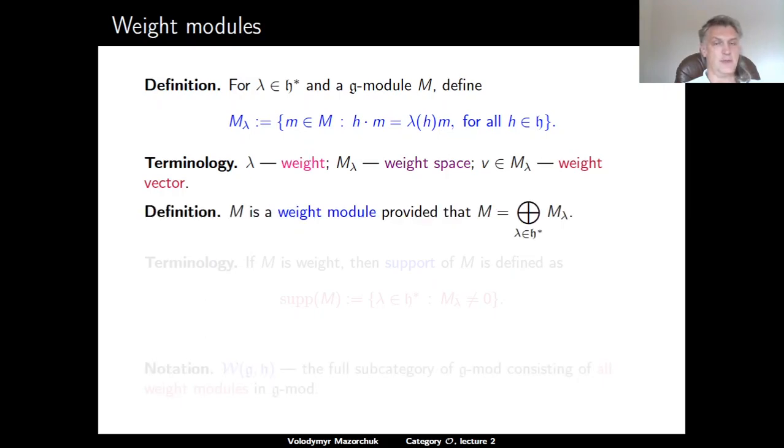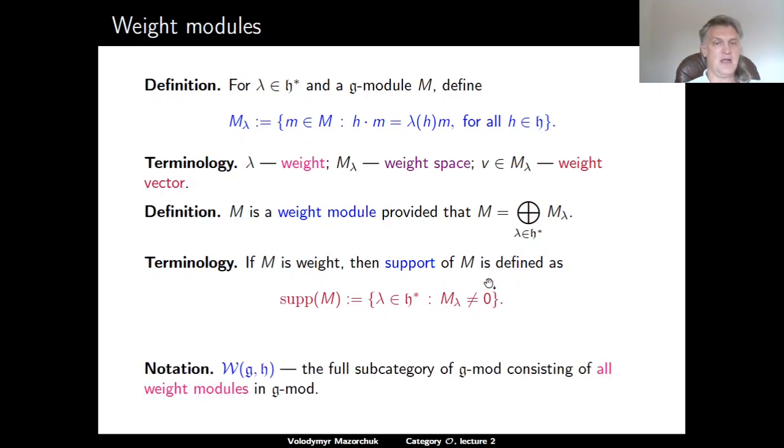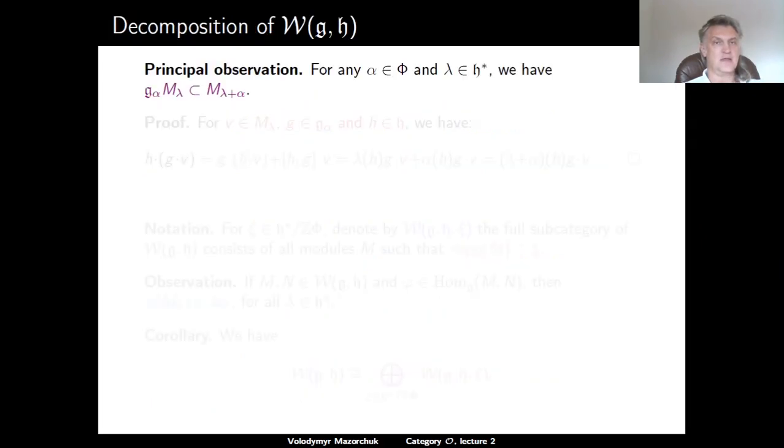A module M is called a weight module, provided that it can be written as a direct sum of its weight spaces. And if we have a weight module M, then the support of M is defined as the set of all weights for which the corresponding weight spaces are non-zero. We define W(G,H) as the full subcategory of the category of finitely generated G-modules consisting of all weight modules. So we want to get some decomposition of W(G,H) into smaller subcategories.